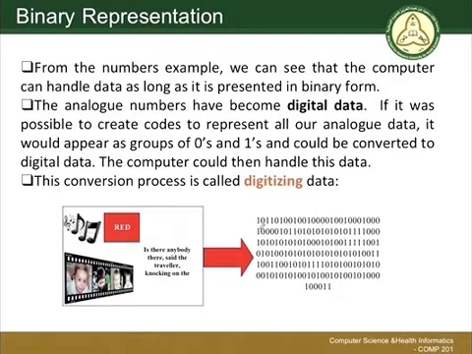If it were possible to create code to represent all our analog data, it would appear as a group of 0s and 1s, and the computer would be able to handle this data. So the conversion from analog to digital data is called digitizing. This word here.